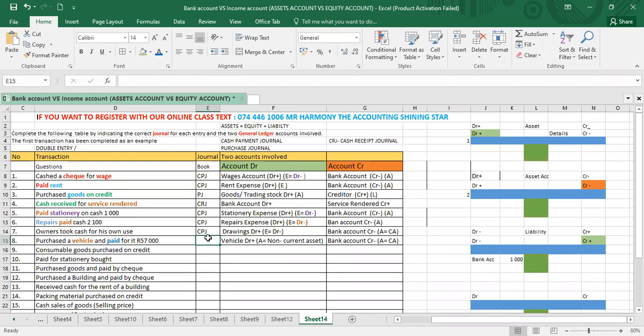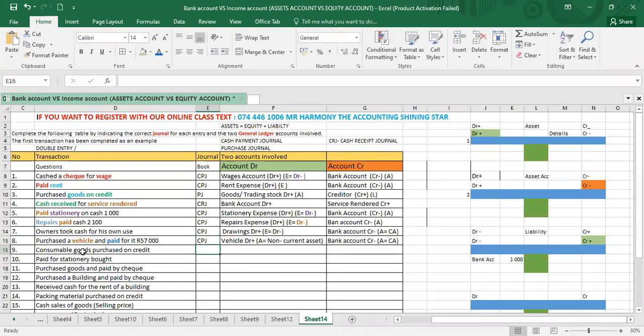Cash payment journal. Yes, because the word paid means that money is flowing out. So every time you buy something, money will leave the CPJ. CPJ stands for cash payment journal. Can you see the word payment goes hand in hand with the word paid? You paid. So in which book are you recording money that you paid? In the cash payment journal.